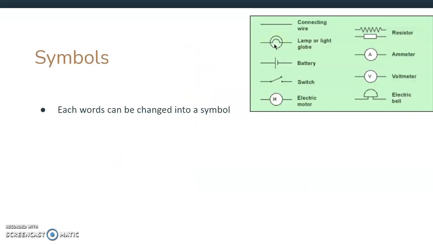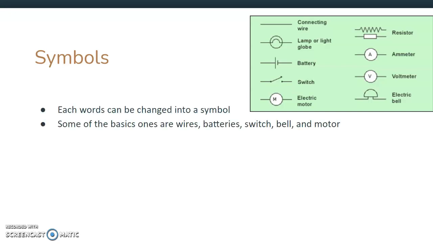So a big part of this is how each physical part gets changed into being a symbol. We already saw a battery, a switch, and wire, but each word has a symbol. Some of the basic ones we're going to talk about today are wires, batteries, a switch, a bell, and a motor. So this is what a bell looks like. A motor looks like this. We have a switch right here, batteries, a lamp or a light globe, which is really any kind of light, and then just any line is our wires.